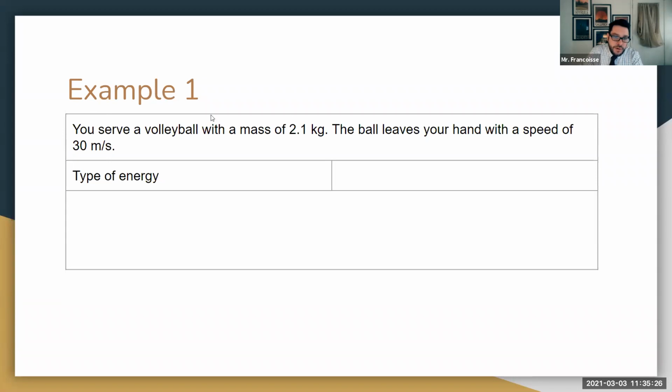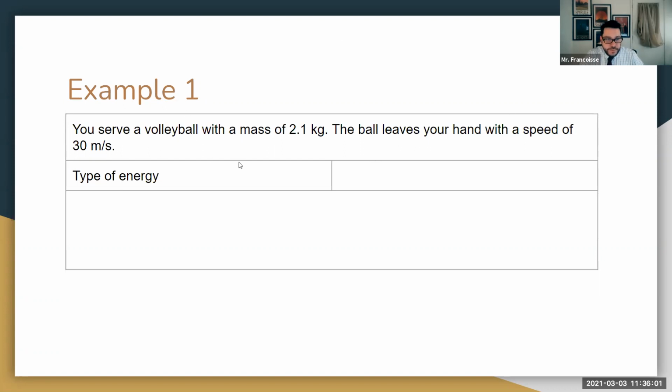You serve a volleyball with a mass of 2.1 kilograms. The ball leaves your hand with a speed of 30 meters per second. So for example 1, we're given the mass, 2.1 kilograms, and the speed. So speed, we can say, is going to be the same as our velocity. We'll just say that it's moving forward, so we'll put it as positive.